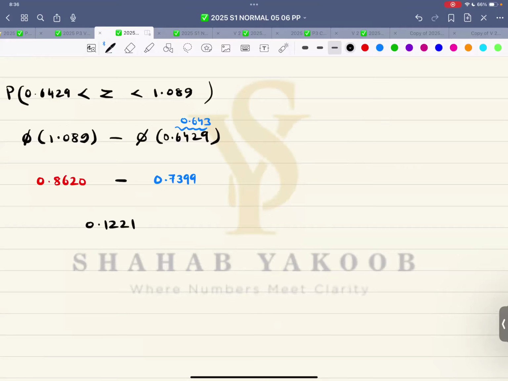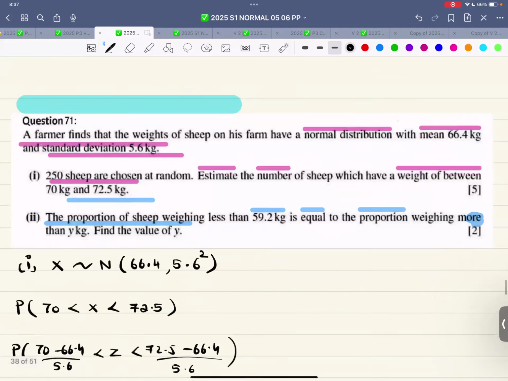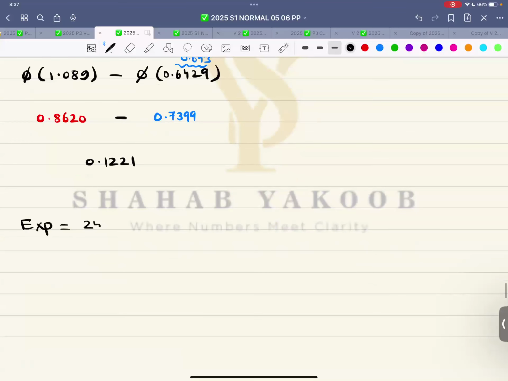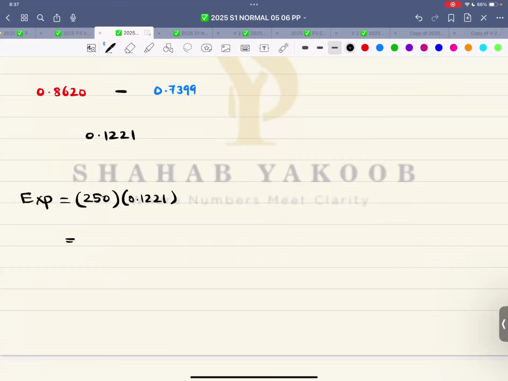Now, do not round off at the moment. Expectation, that is how many sheep were taken? 250. So let's take 250 sheep and multiply it with 0.1221, that is 250 into 0.1221. That is 30.525. Both answers are acceptable. Round up or round down.